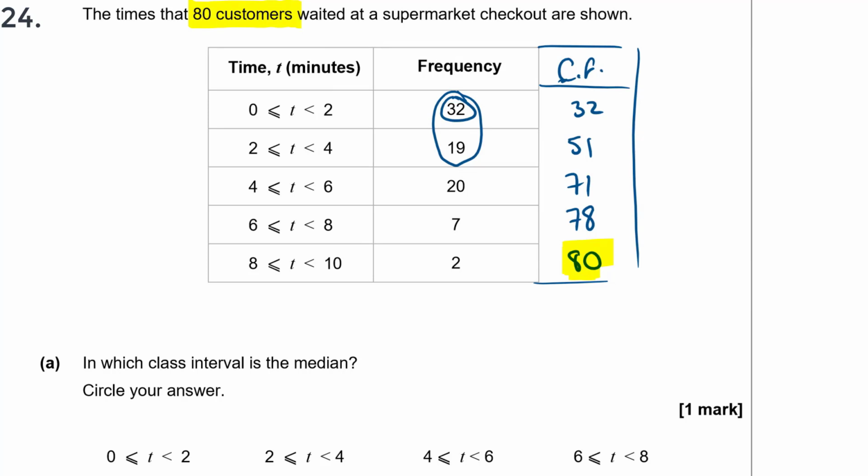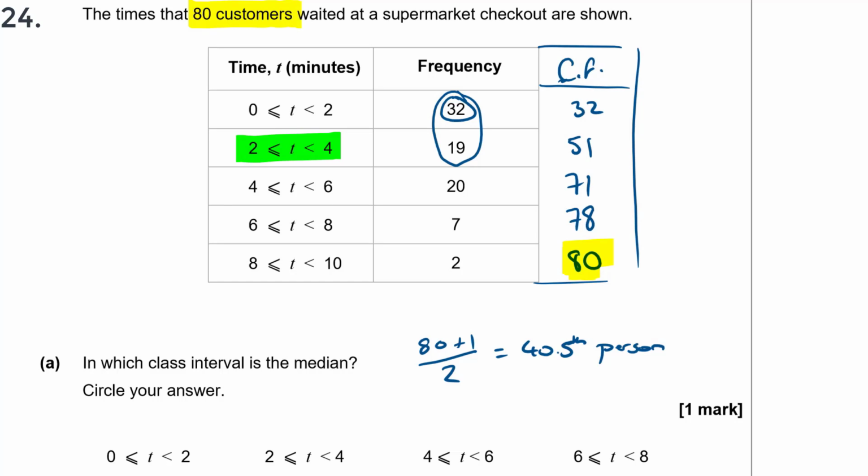Now to work out where the median is, we need the person in the middle. If you've got 80 people, then you can find where the middle person is by adding 1 and dividing by 2. So the middle person is the 40.5th person. Now, where do they lie in the data? Well, we can just use our cumulative frequency to work that out. We can see that 32 people were in the first category, and then persons 33 to 51 are going to be in the next category up, and that's going to include our 40th and 41st person. So this group here is going to be the solution.